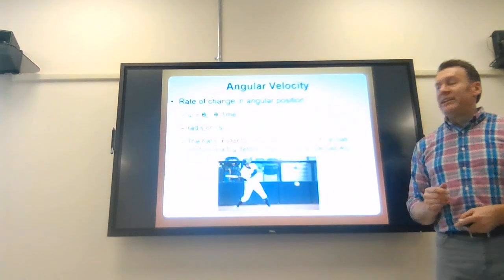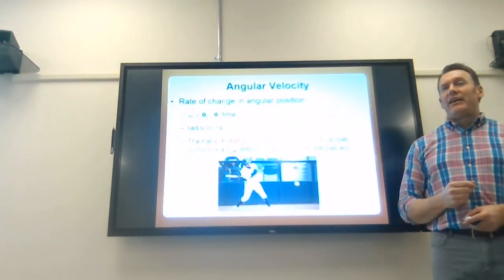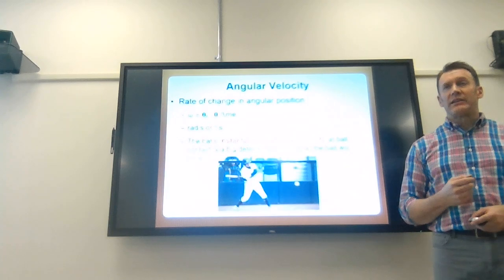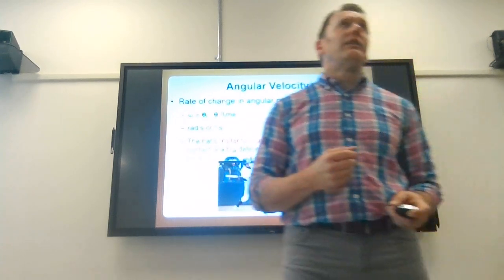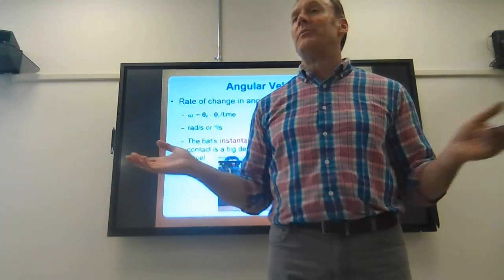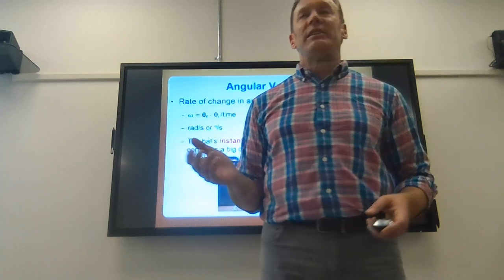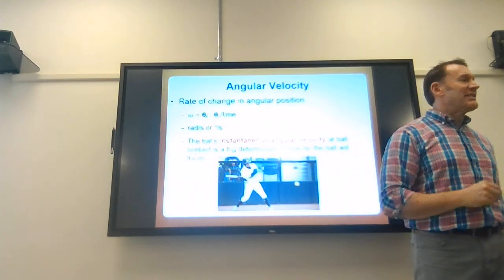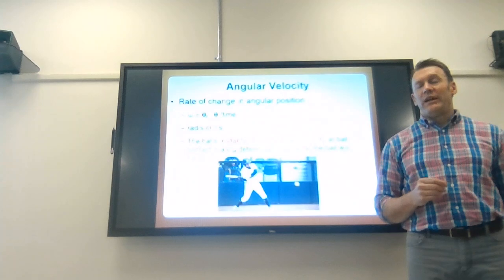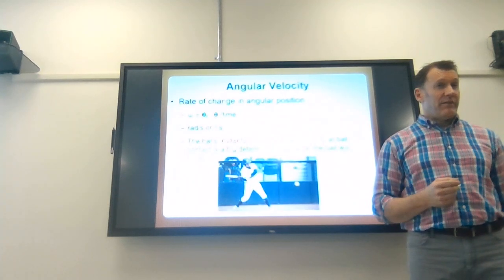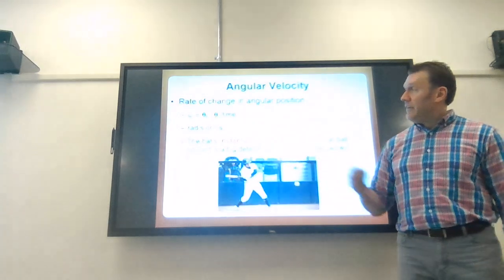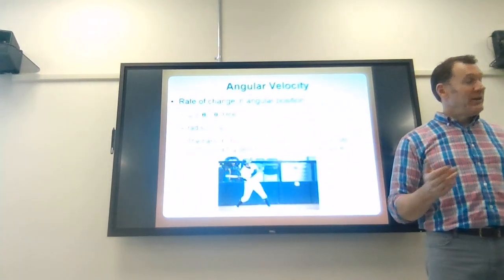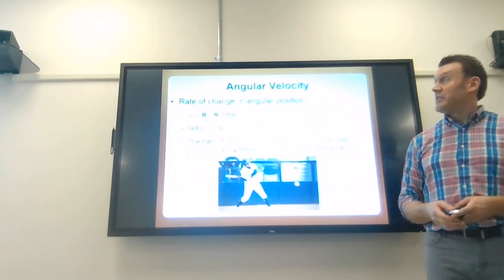So the instantaneous angular velocity has a proportional relationship to how far the ball will travel on contact. Last year I had a thesis student that was on the baseball team. Anybody remember Dominic Busso? He did his study on the effect of whole body vibration on instantaneous angular velocity of the bat during a swing. We found a significant effect of doing whole body vibration prior to swinging a baseball bat. So increasing the instantaneous angular velocity, in theory, would make the ball go farther when you contact it.